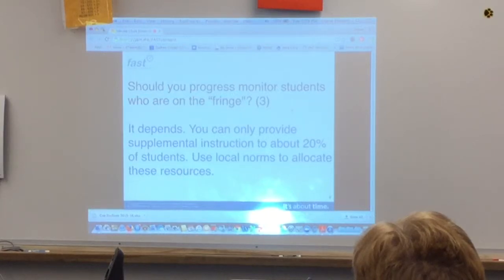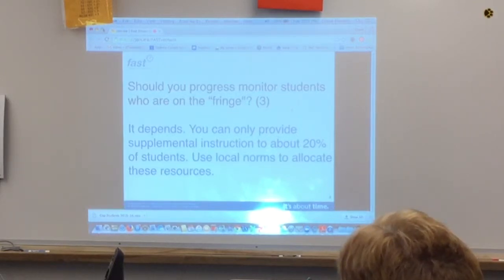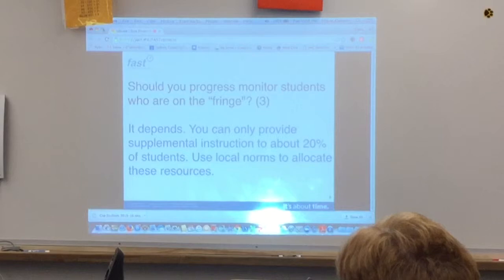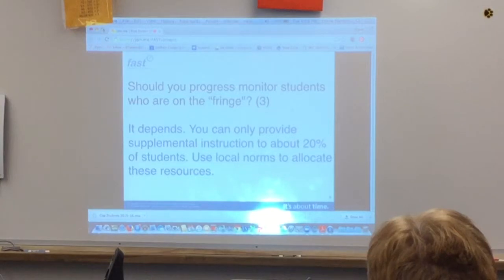We're going to look at a report later that references the whole notion of using local norms to allocate resources. You may have more than 20% of kids who might merit some sort of intervention or progress monitoring. But if you're going to do it with fidelity and do it well, you may not be able to do all the students who show need. What you might need to do is focus your efforts on improving Tier 1, the instruction that all kids get. Does that answer the question?